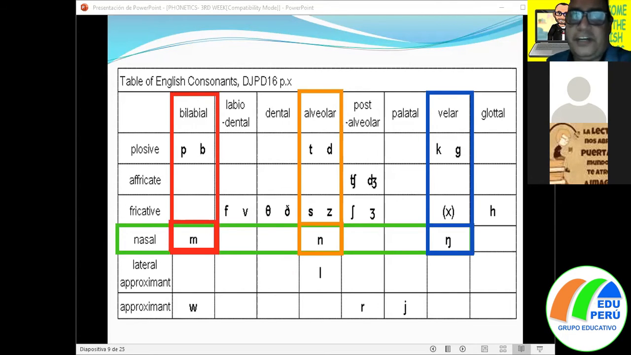Okay, so we have three nasal sounds. Remember, three nasal sounds. The difference, again, is the place. One is bilabial, the second is alveolar, and the third is velar. All right?